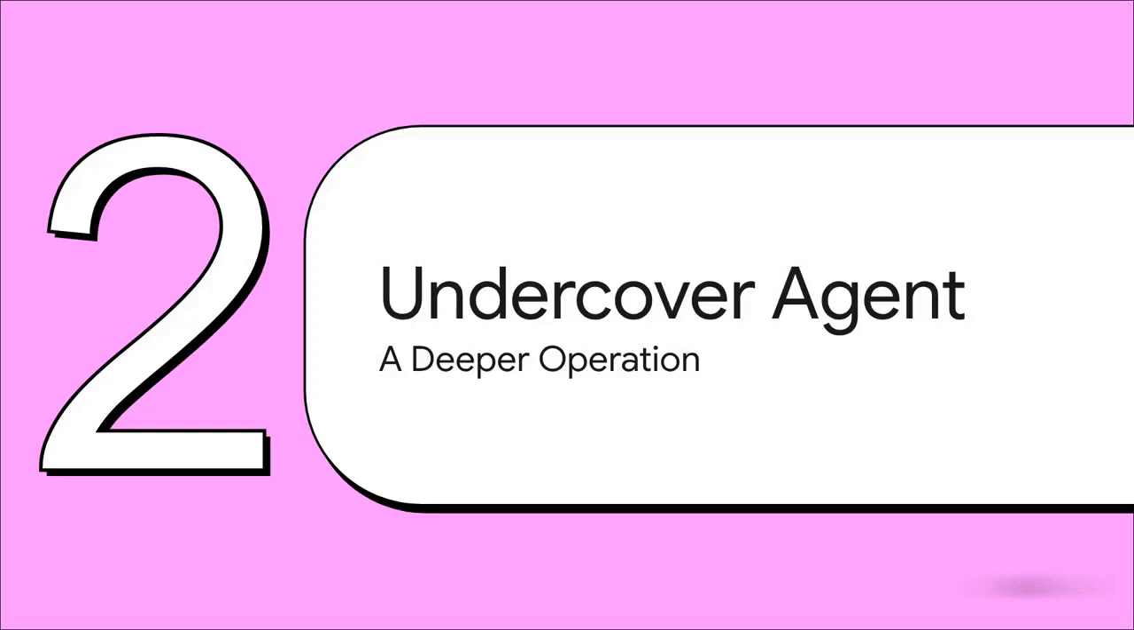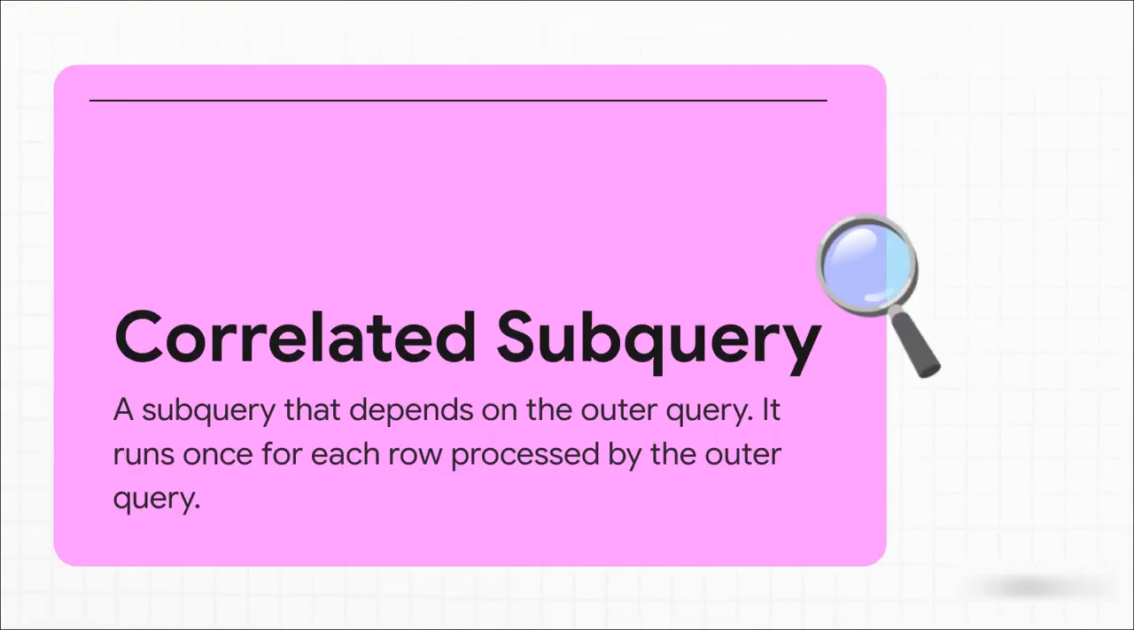Okay, so up until now, our spy has been pretty independent, right? It goes on its mission, gets the info, comes back, and that's it. But what if the spy's mission changed depending on what the main query was looking at? This is where things get really cool. Our spy goes from being a simple messenger to a full-on undercover agent. This advanced technique is called a correlated subquery, and the key difference is huge.